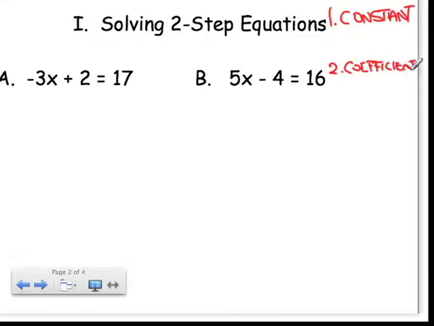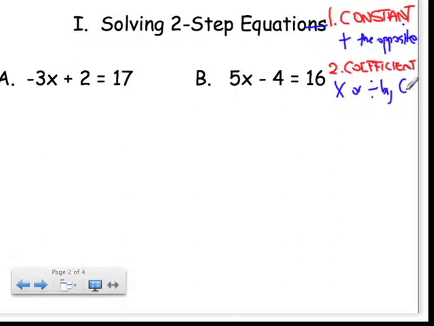If you remember correctly, in order to cancel a constant, we always added the opposite. That's exactly what we're going to do for a two-step equation. Same idea for canceling a constant. That will always be our first step. Then we'll be canceling a coefficient, which, if you remember correctly, we're always going to multiply or divide by the coefficient, not by its opposite.